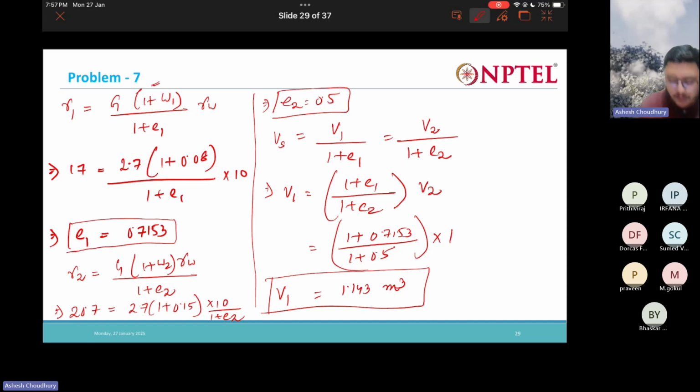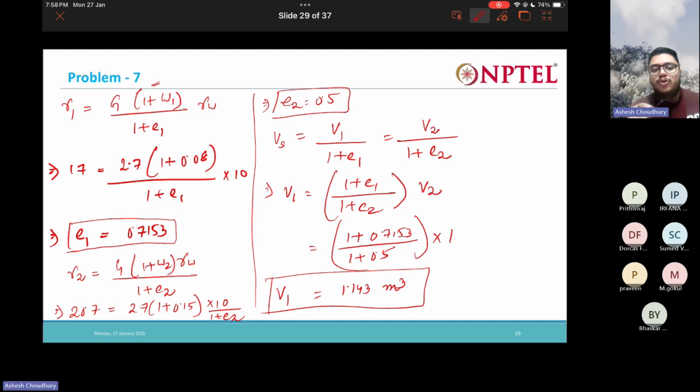So for each cubic meter of the embankment, to construct 1 cubic meter of the embankment, I need to excavate 1.143 meter cube from the borrow pit. Okay, to construct 1 meter cube of the embankment, I need to excavate 1.143 meter cube from the borrow pit.